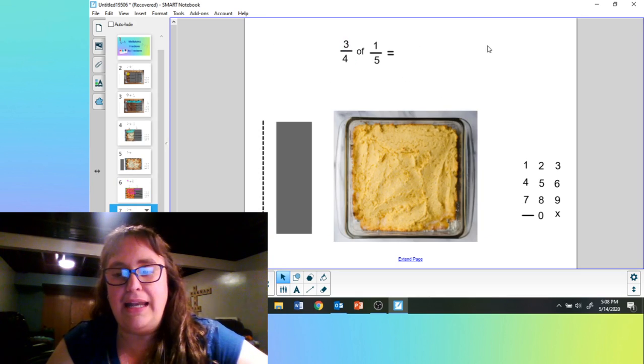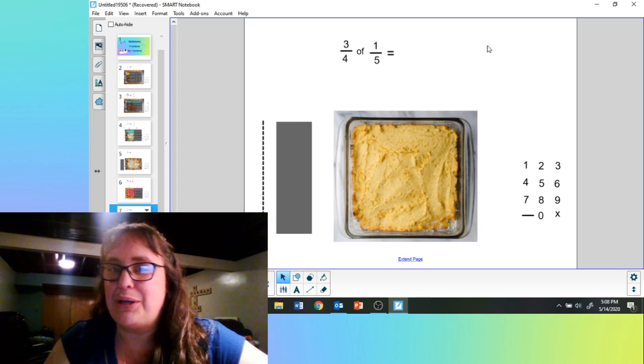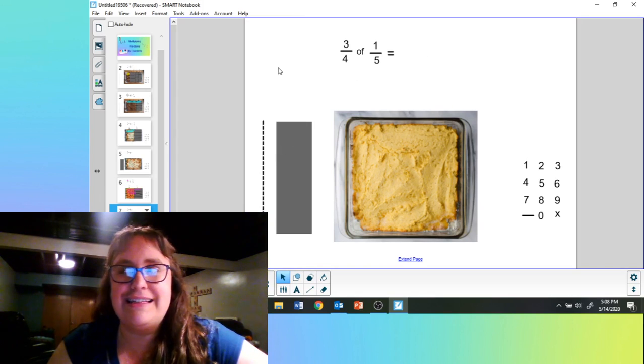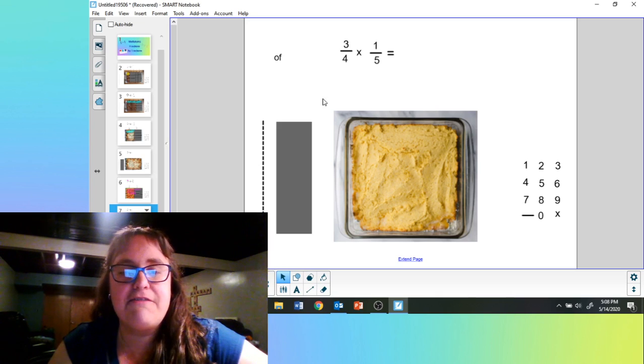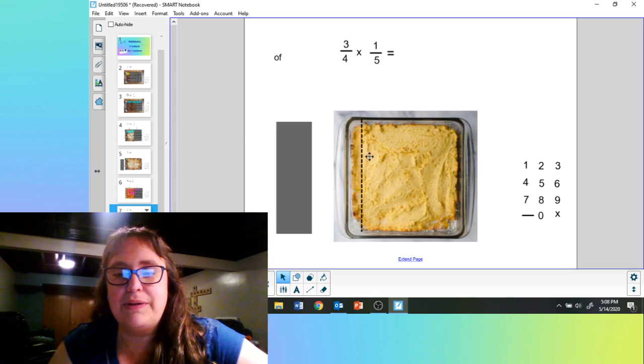I've got some cornbread. One of my kids thought it was a cake. I'm like, oh no, this is cornbread. We used to eat this with syrup when I was a kid.